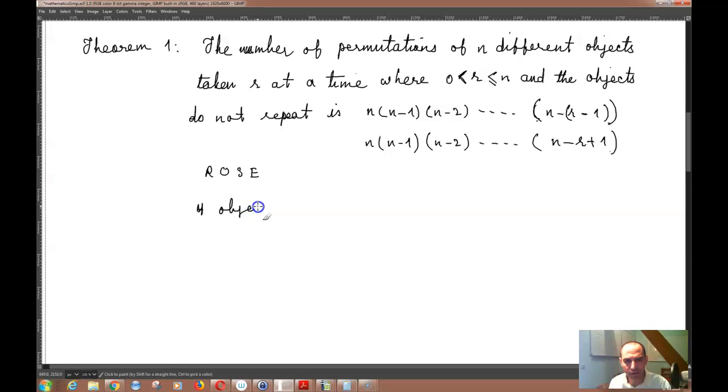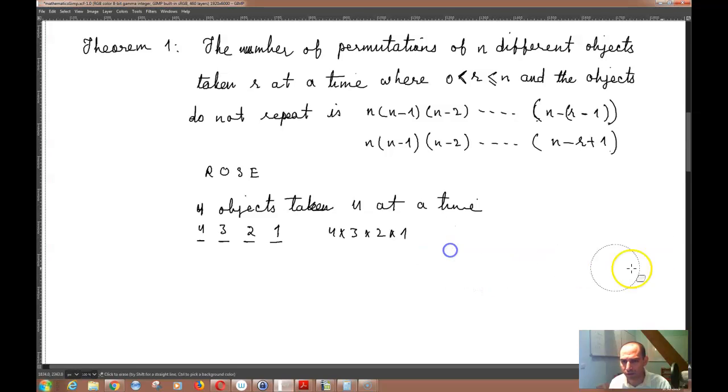4 objects taken, for example, 4 at a time, which would be all of these 4-letter words. In this case, you could fill this placeholder in 4 different ways, 3 different ways, 2 different ways, and one way. So the total number of the words that could be made in such a way would be basically 4 times 3 times 2 times 1, whatever that is, not important right now.